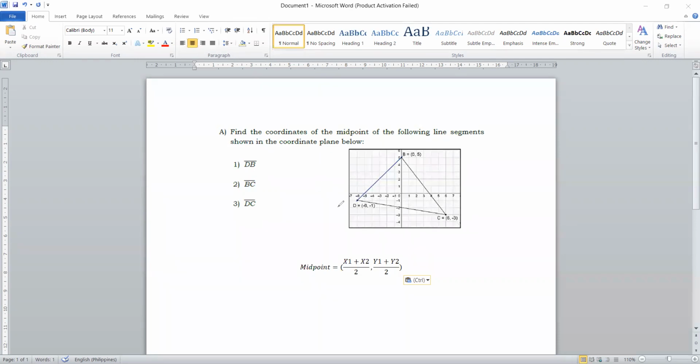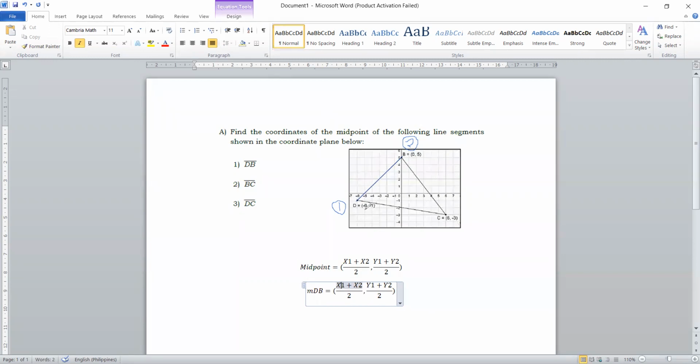So let's name this as your point 1 and this is your point 2. It doesn't really matter. You can name point B as your point 1 or point B as your point 2. You'll get the same answer. So let's substitute. So midpoint of DB.